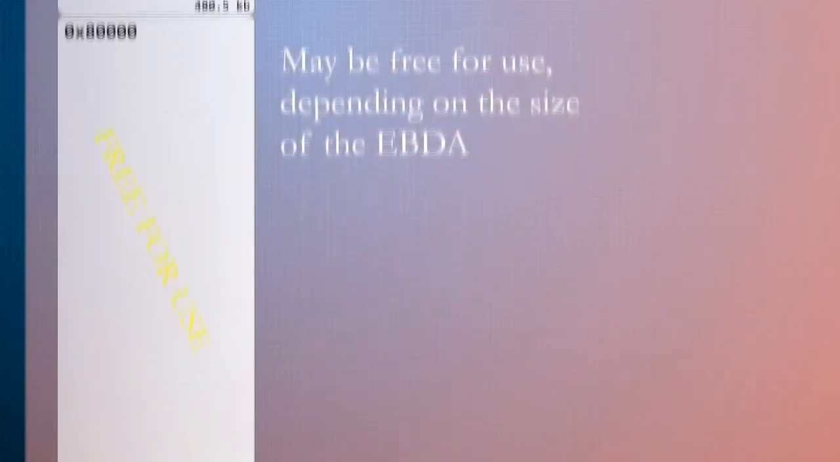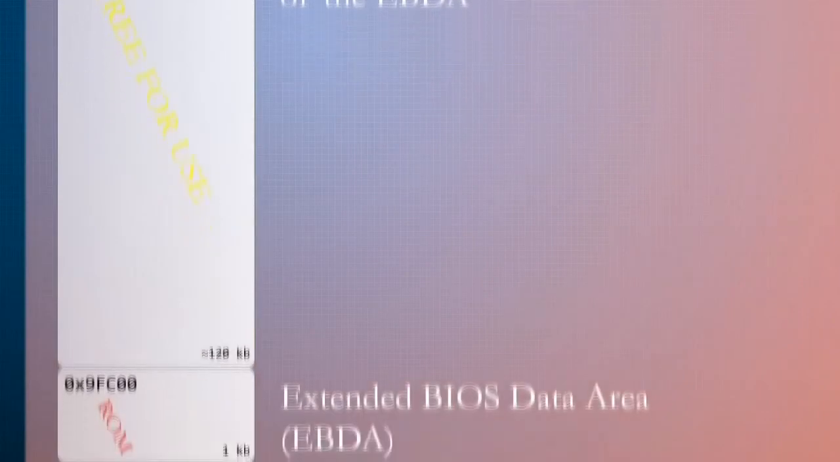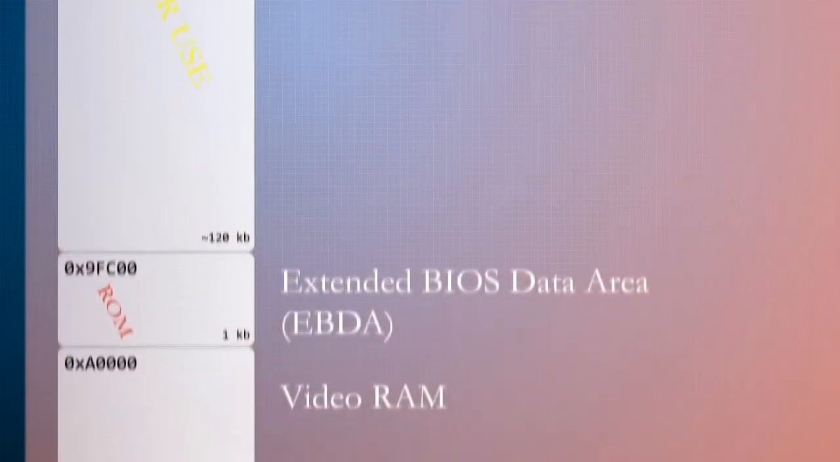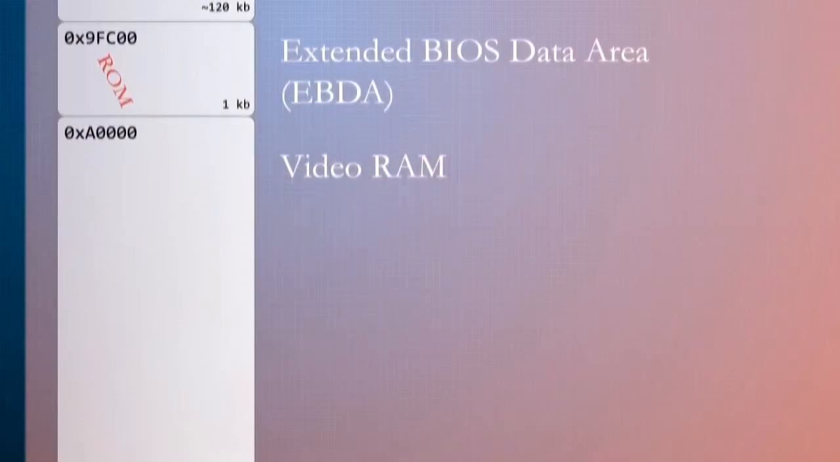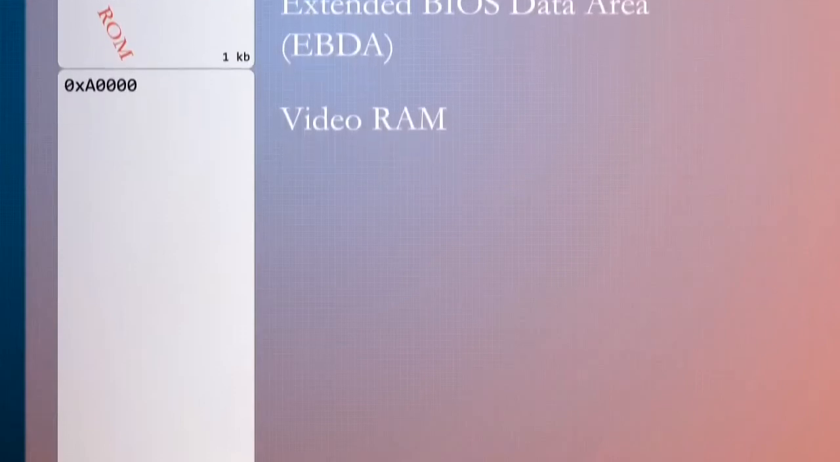The extended BIOS data area is not standardized. It contains some information that is used by the BIOS. The video memory is an important location. We will use it in just a moment. And in this ROM area, some other information may be the video BIOS, some mapped hardware, and also the BIOS.